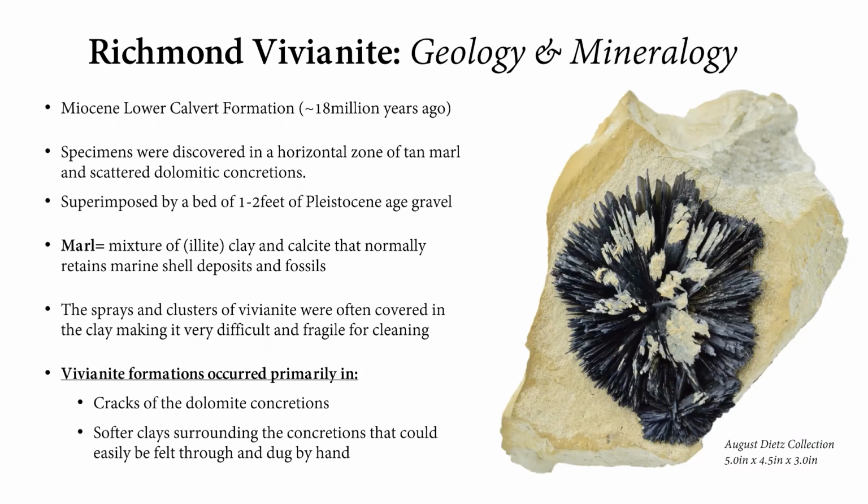It formed in those cracks of those dolomitic concretions, and then the surrounding softer clays, which were probably the same material that was weathered away from that same layer. And it was stated that you could just dig with your hand into this material and find these Vivianite sprays and clusters that were in the clay.